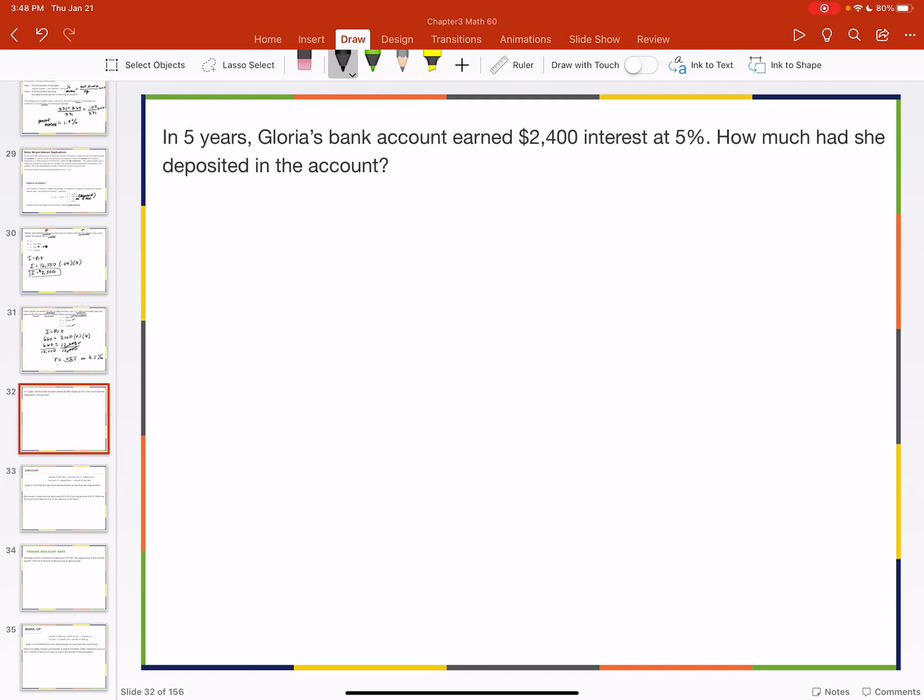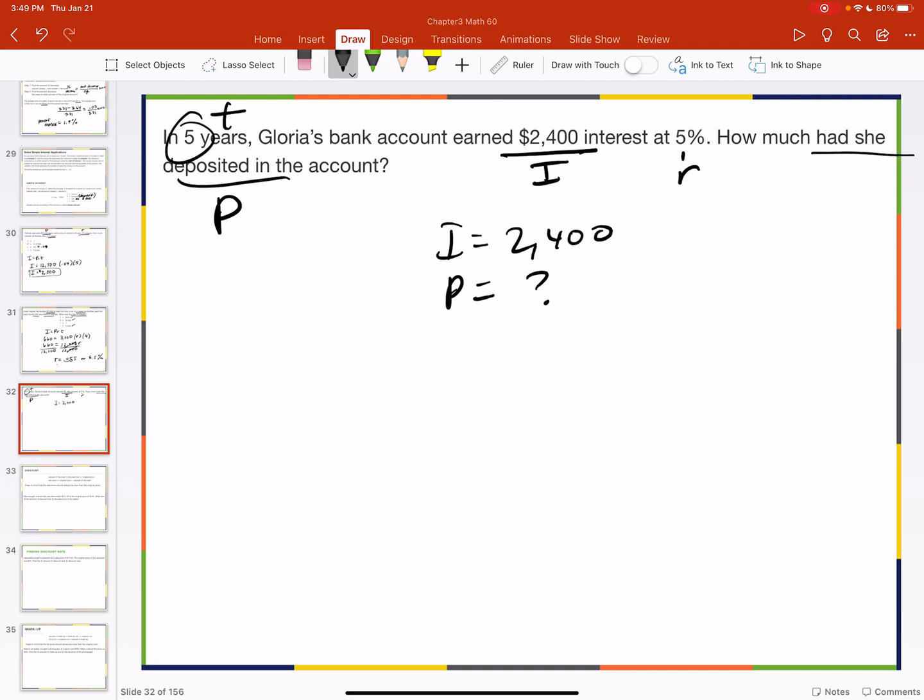All right, in 5 years, Gloria's bank account earned $2,400 interest at 5%. How much had she deposited? So now it's asking for the principal. It's giving you the interest, the rate, and the time. So I is 2,400. P we don't know. Rate is 5%. We're going to use a decimal, and T is 5. So interest is equal to PRT.